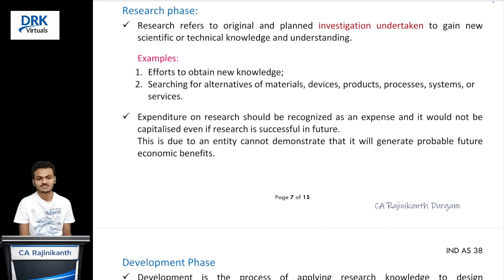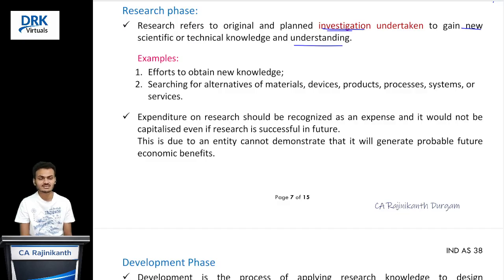Research phase means what? It is an investigation. Research is nothing but an investigation to acquire new knowledge or new understanding, maybe about a new product or service, or for improvement of an existing product or service or system or process, whatever it may be. So whatever expense we incur during the research phase, we should not capitalize. We should charge it to profit and loss account as an expense, even if that research is going to be successful.